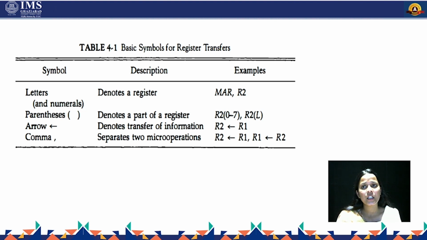Arrow will basically symbolize from where to where the data gets transferred. As we have discussed the example of R1 and R2, at that time the data of R1 was transferred into R2. So the arrow will denote the transfer of information. As in this, we have taken R1 to R2. Then we can use a comma. Comma we will use when you have multiple transfers of data. Like in this, there are 2 register transfers. In these 2 register transfers, firstly you are transferring the data from R1 to R2. In the next, you are transferring the data from R2 to R1.